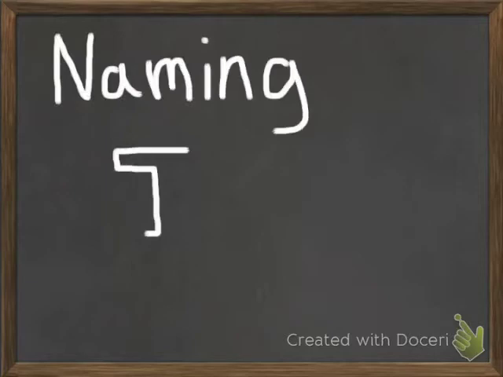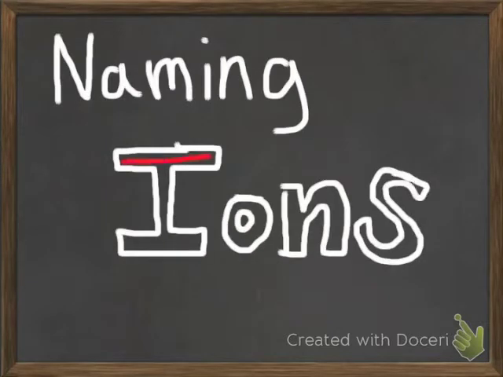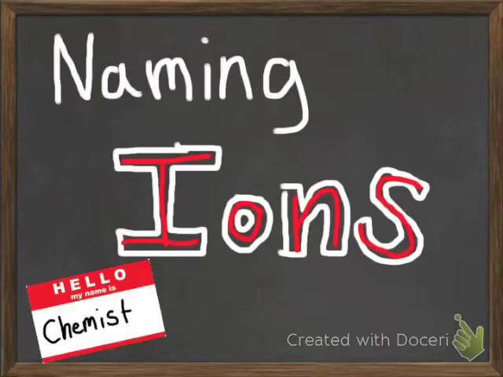So try to remember back to chapter 7 and the types of bonds and compounds we talked about, like sodium chloride and other ionic compounds. And so let's look at how we can name these ionic compounds that we talked about a few weeks ago. Before we can start naming ionic compounds, we need to know how to name the ions first. So let's look at cations first.